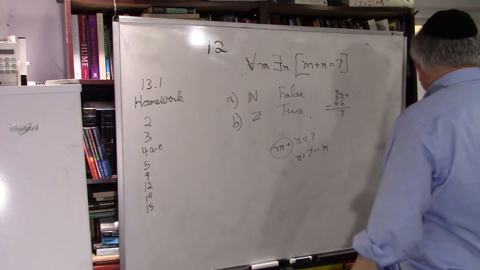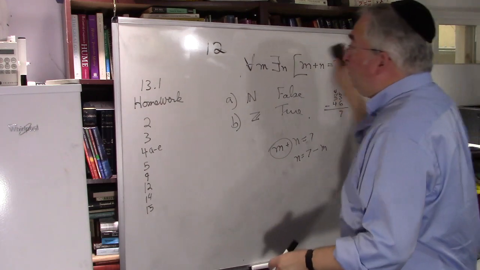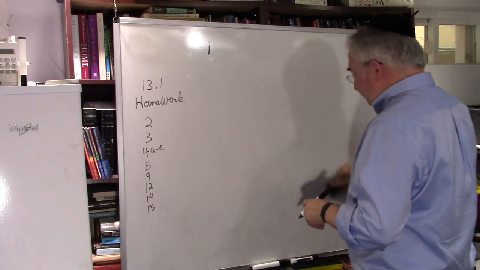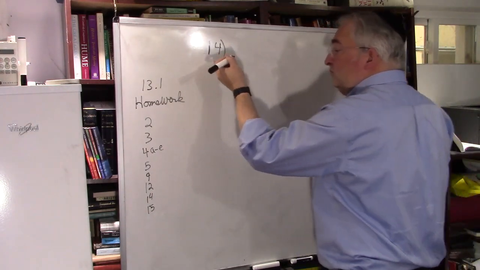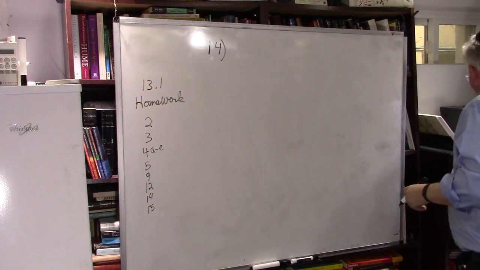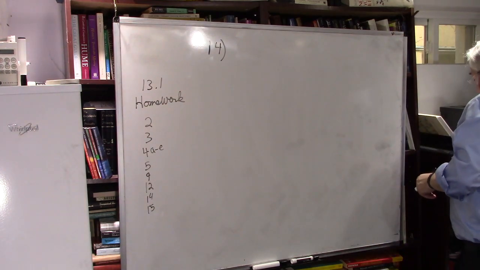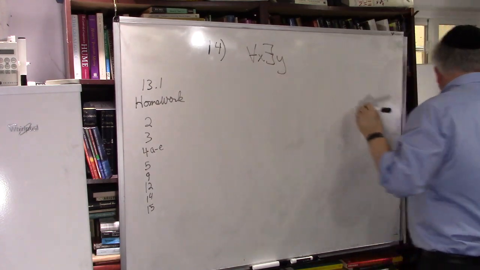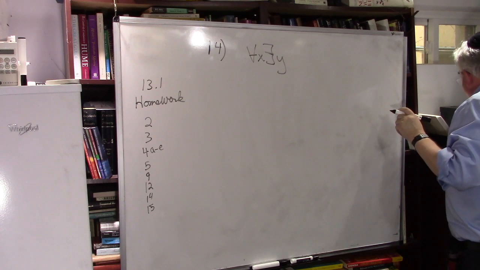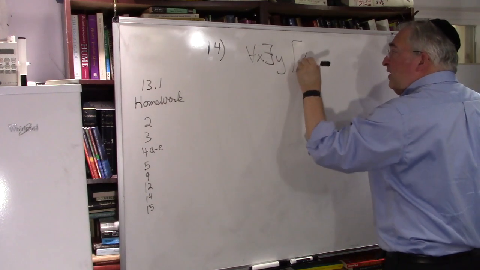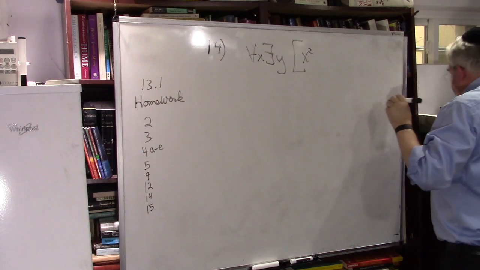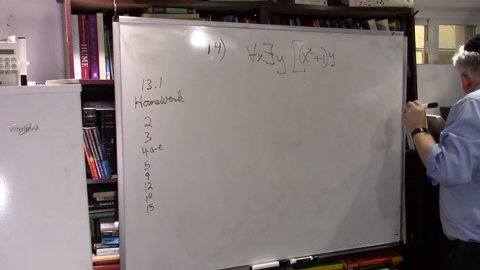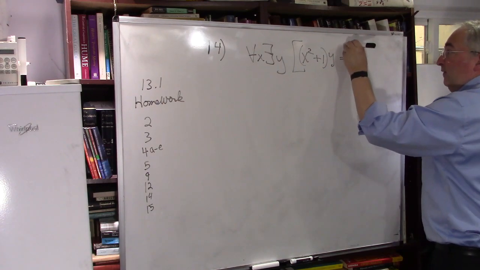Okay, that's very good. Next, number 14. Consider the expressions: for all x, there exists a y such that x squared plus 1 times y is equal to 1.